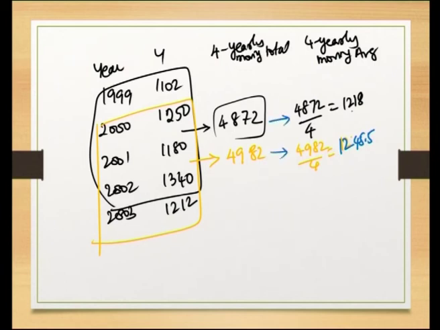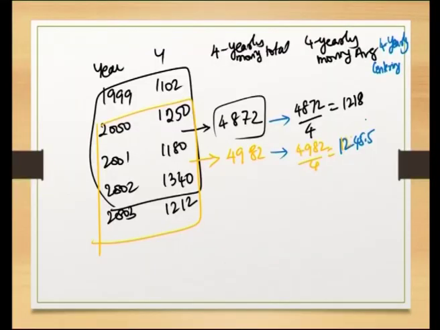Okay. When you see, 1218 does not have any corresponding year here because it is written in between 2000 and 2001. Now, we cannot calculate the trend values when they are written in between the years. Therefore, we have to center that value. That is what is called 4 yearly centered values. That is written here as 1218 plus 1245.5 divided by 2. That value comes to be equal to 1231.75.